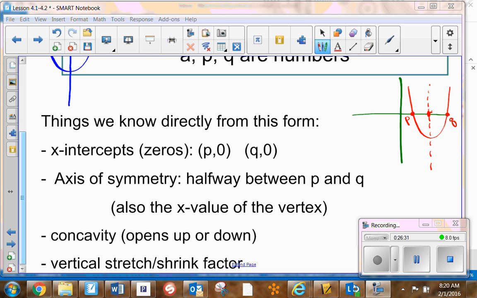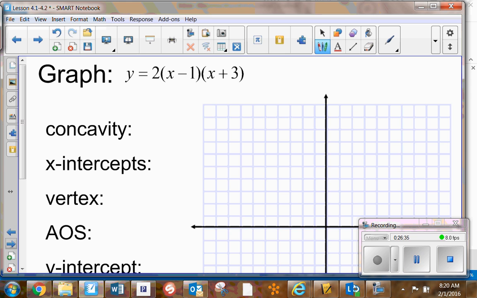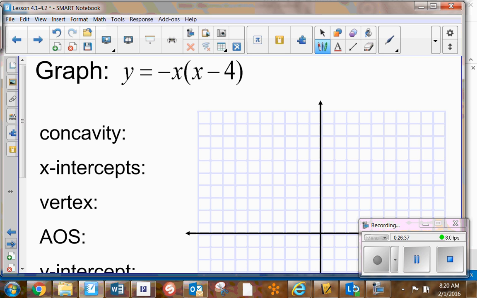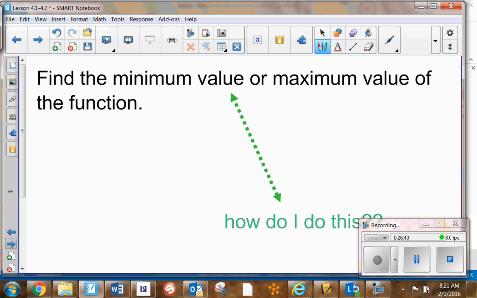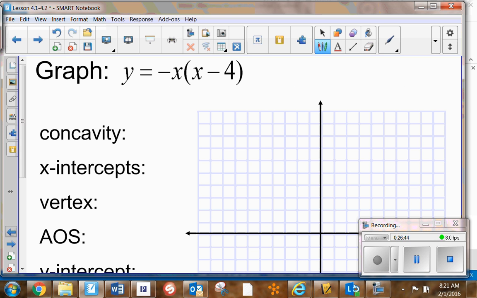Concavity we will know, and vertical stretch or shrink we will know. Alright, so hang on, I'm going to hop to one that has a negative in front. Let's do this as a sample in your book. So we'll have at least one with a negative a in it. So our example in our foldable: y equals negative x, parentheses, x minus 4.